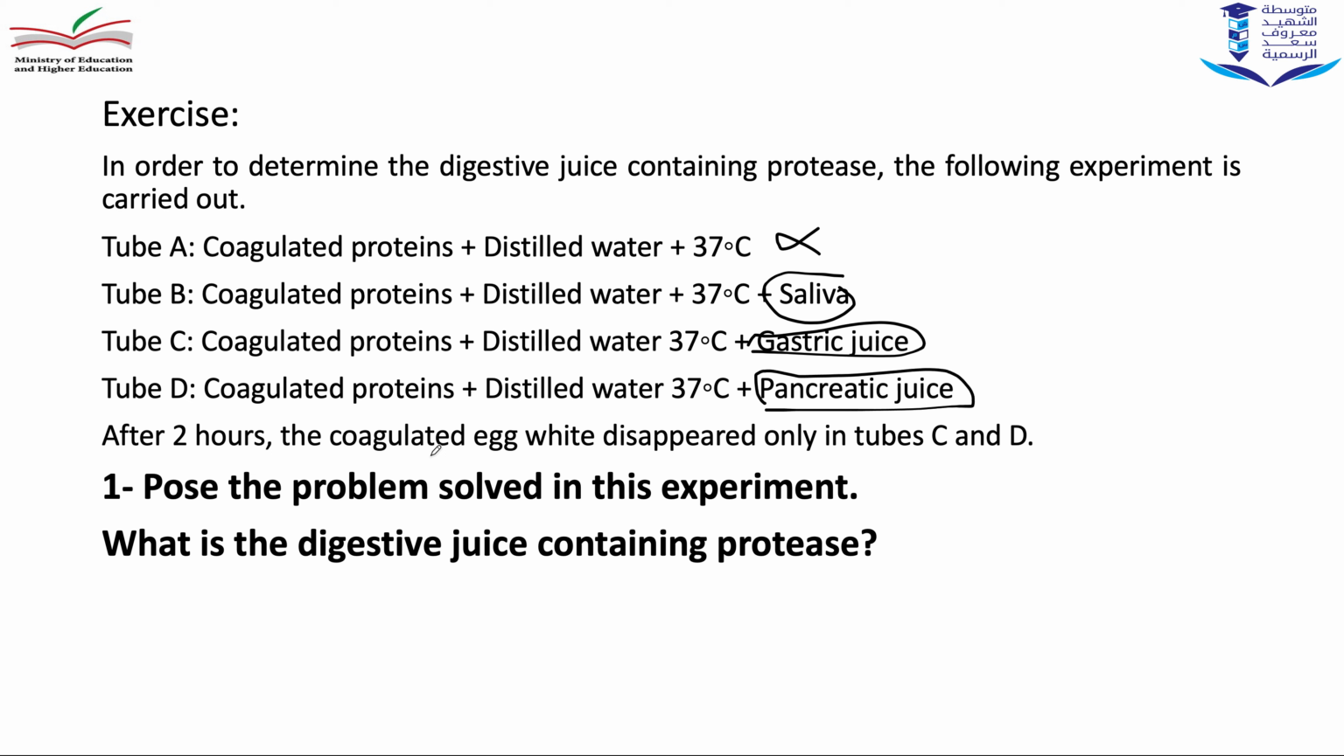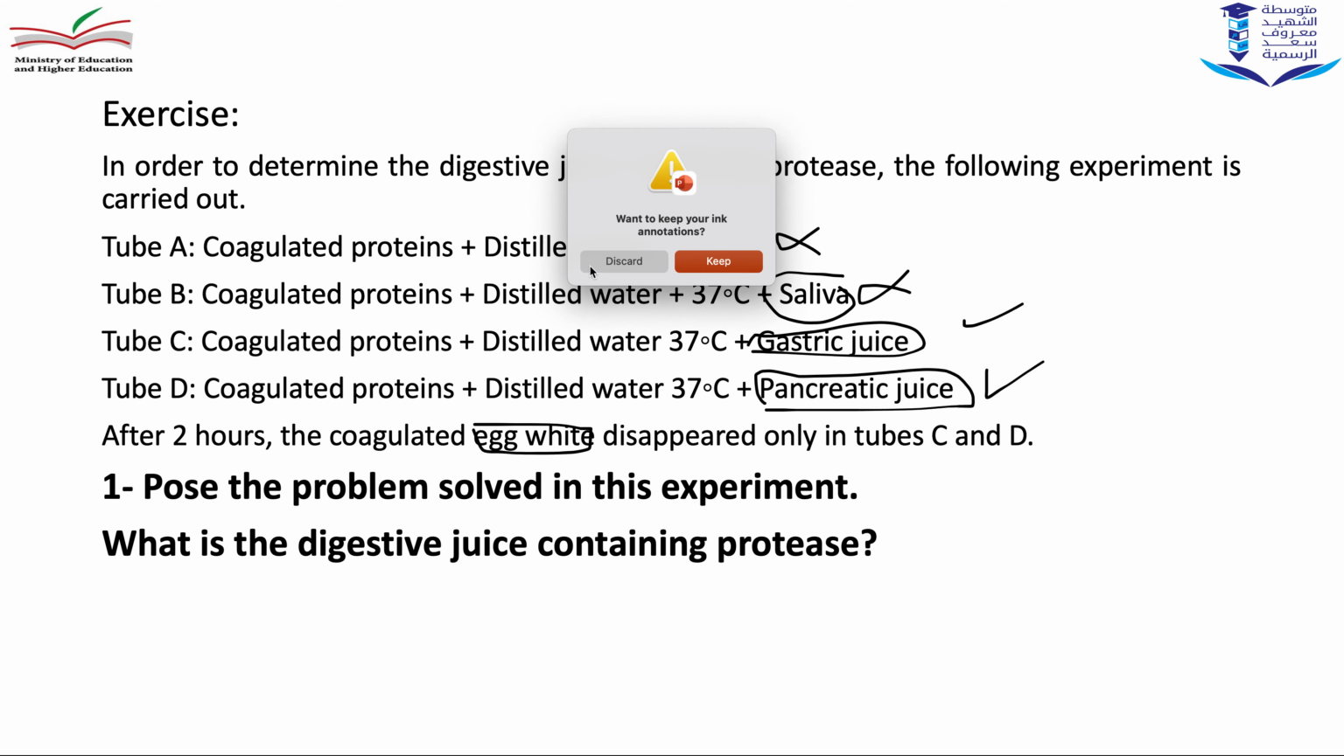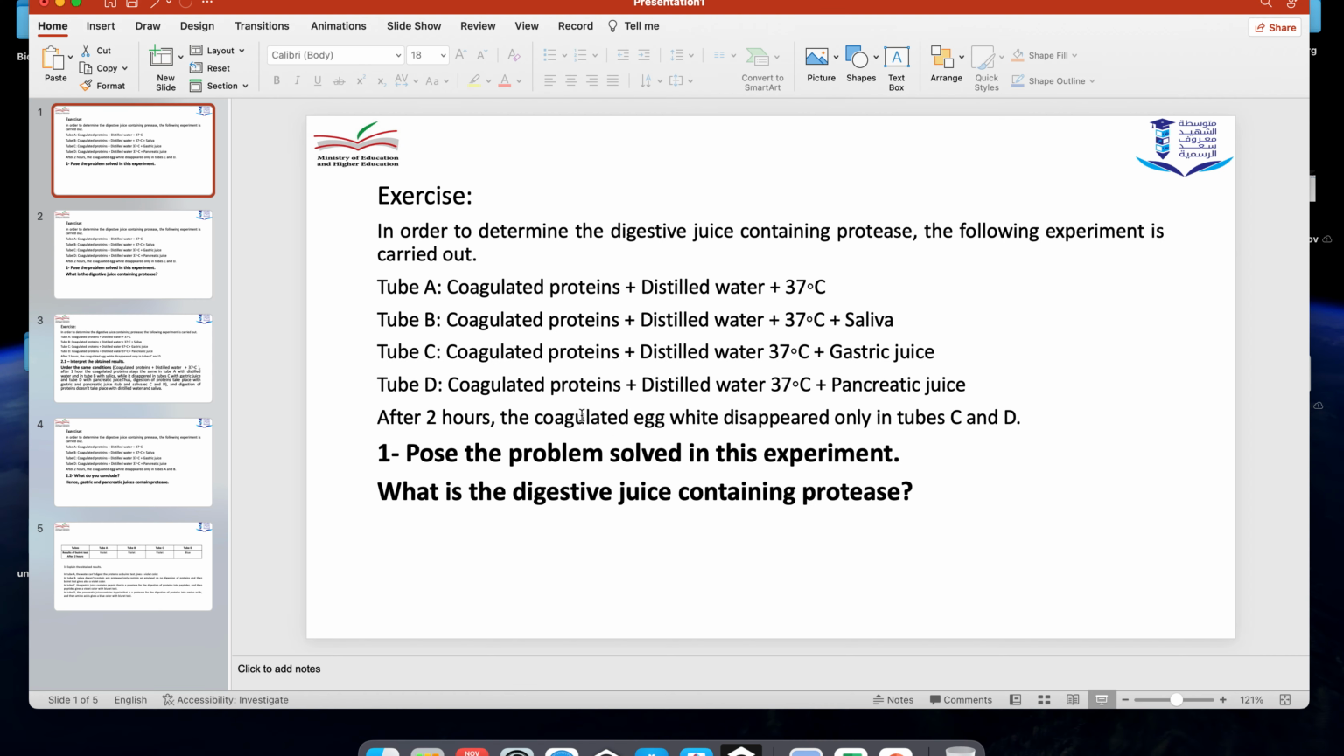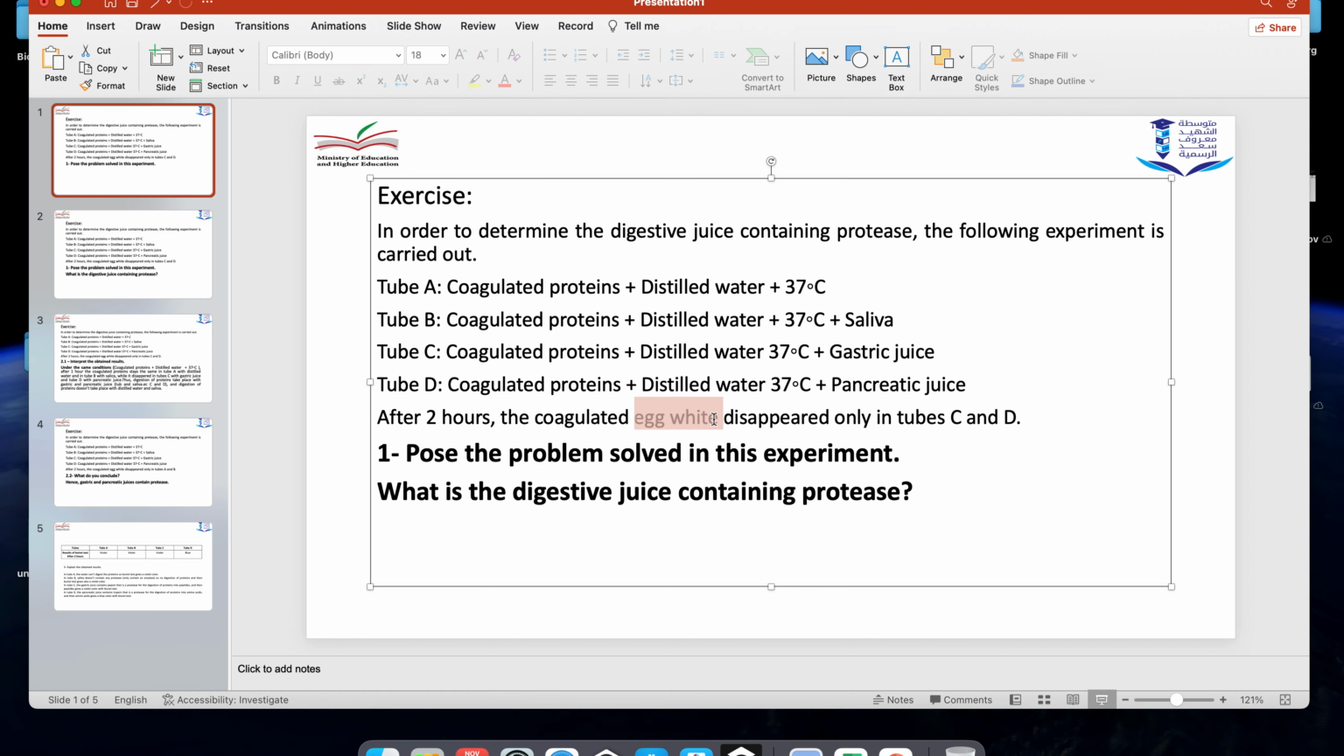After 1 hour, the coagulated protein disappeared only in tubes C and D. So here I have digestion and here I have digestion, with these two juices, but in tube B I have no digestion. Let me make a correction to these coagulated proteins.